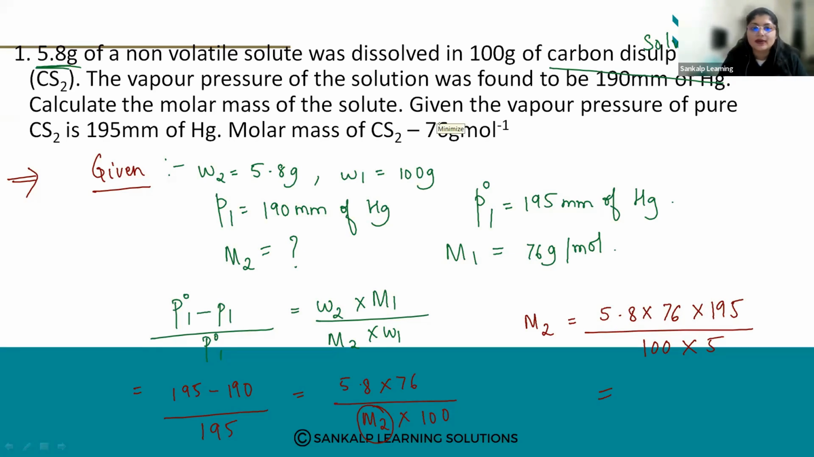Okay. The answer is right. 171. Sanjeevni has also answered it right. It is 171.91 gram per mole. Okay. Unit is very important. Now here is how the marks are given.